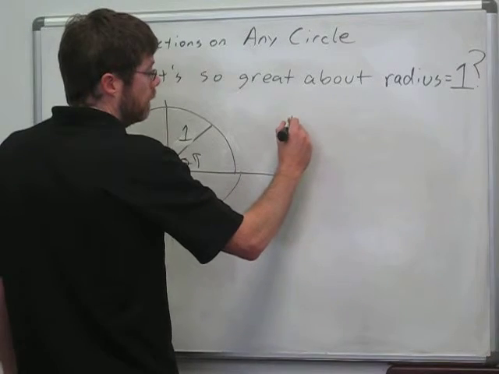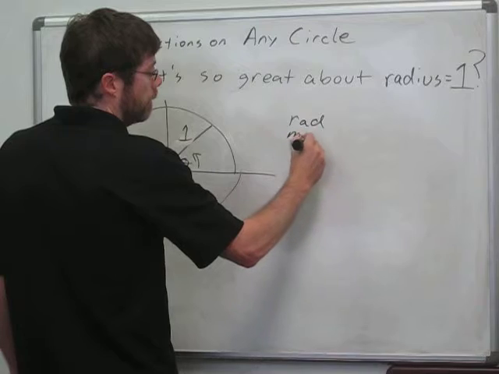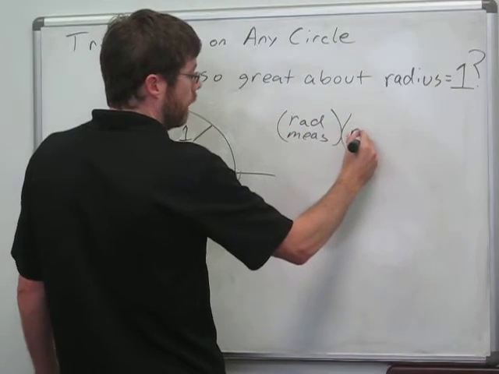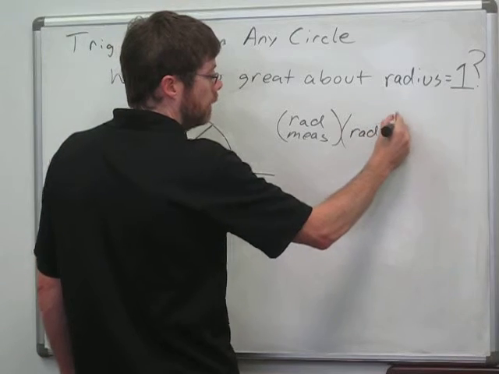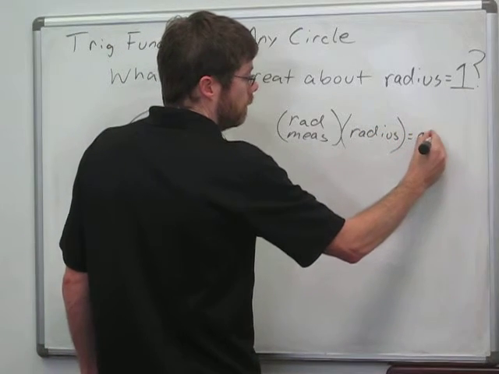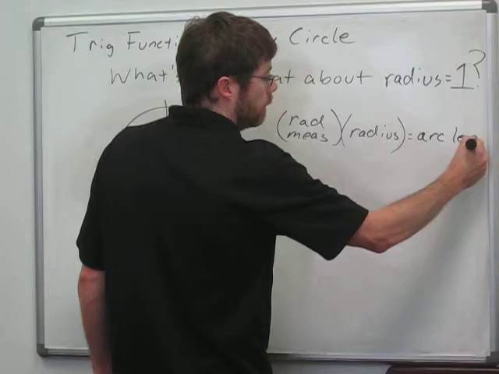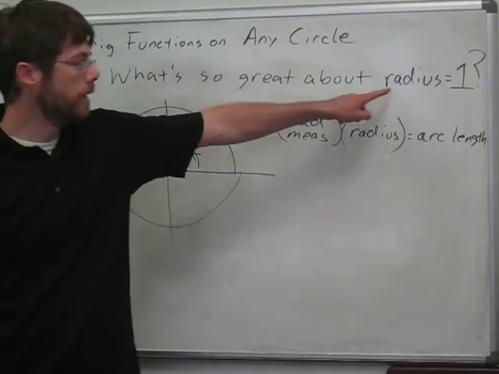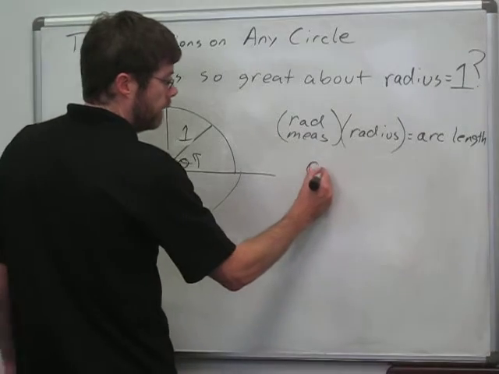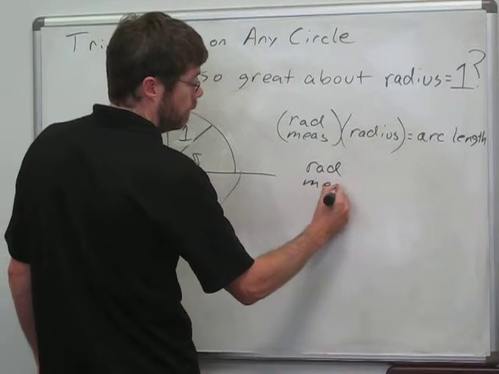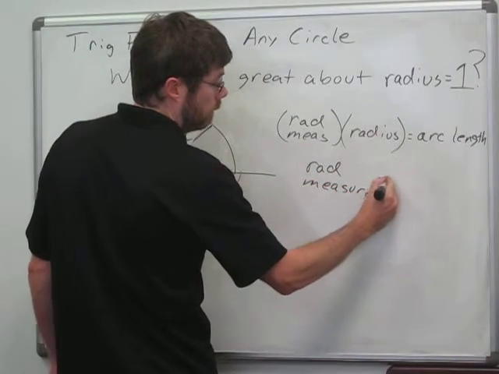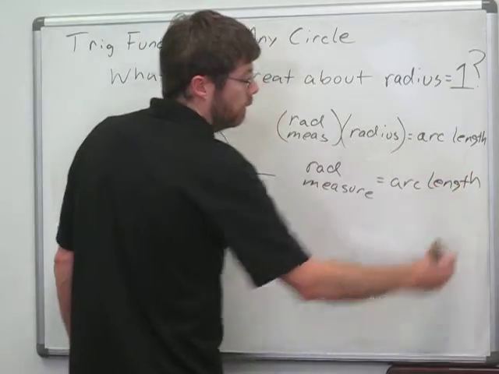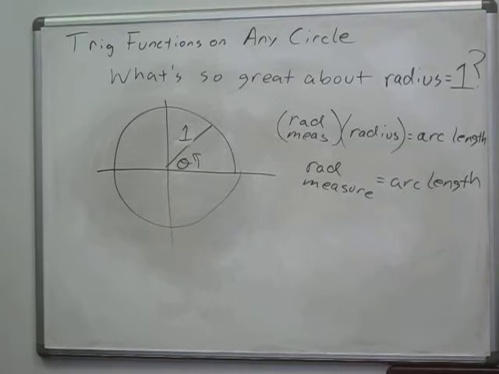If I take the radian measure and multiply by the radius, then we get the arc length. Well, what happens when my radius is 1? Then the radian measure is exactly the arc length.